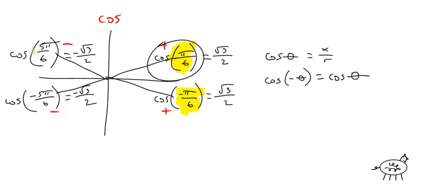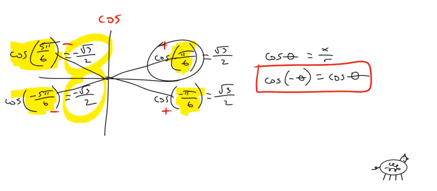Same thing goes with this side here, math fans. Cosine of a positive angle gives me a negative value, and cosine of a negative angle gives me that exact same value. So that's why the cosine of a negative angle is the same thing as cosine of a positive angle. Alright, so that belongs in a red box. Okay, last one. Now let's do tangent.